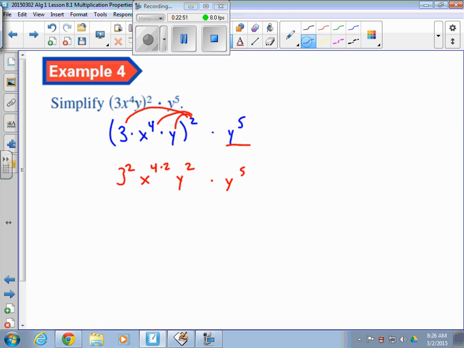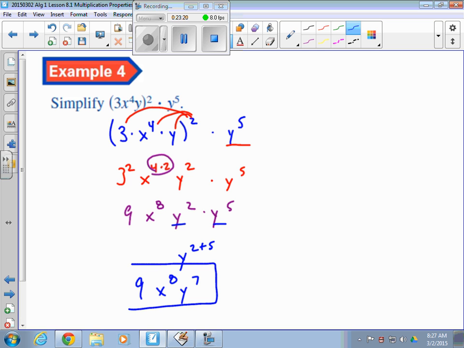So simplify it. 4 times 2 we know is going to give us x to the eighth. And 3 squared is going to be 3 times 3, which is 9. So we have 9 times x to the eighth times y squared times y to the fifth. And then the last step, you notice that y is the same base. So the only thing you do with that is y to the 2 plus 5. So that's going to be y to the seventh. We bring the rest of it down, it'll say 9, and then it'll say x to the eighth, y to the seventh. That is your simplified version.